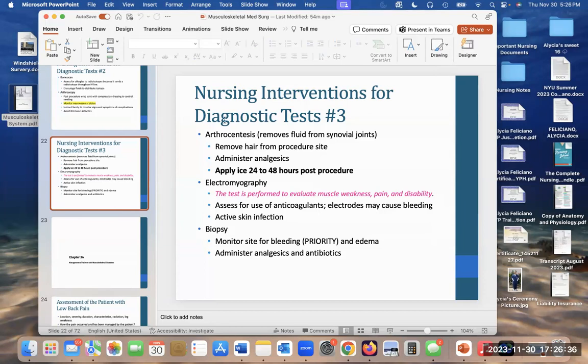Lastly is a biopsy, right? This is where we're getting a sample of something. So if we're doing a biopsy, we must monitor the site for bleeding. That is the priority. The priority is watching for signs and symptoms of bleeding, right? So if they have bruising at the site, or frank red blood on the pad a couple hours after, they're bleeding. And we really need to make sure we put pressure to the site and notify the doctor so that we can have the appropriate interventions.